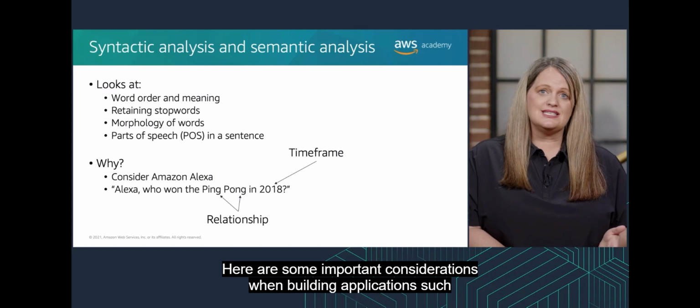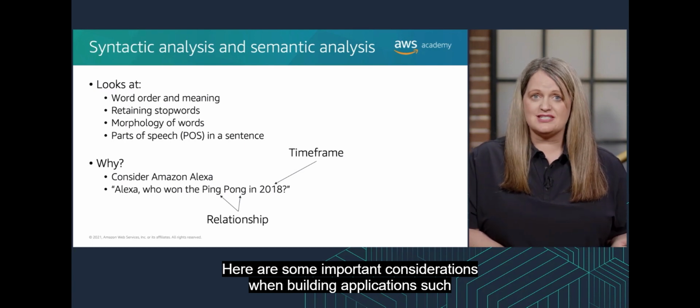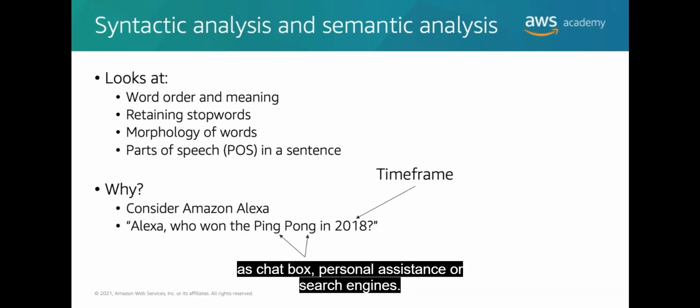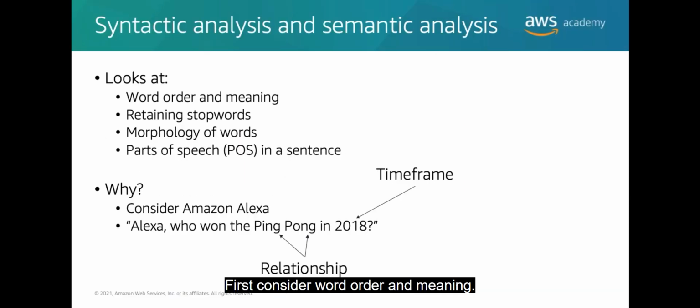Here are some important considerations when building applications such as chatbots, personal assistants, or search engines. First, consider word order and meaning.